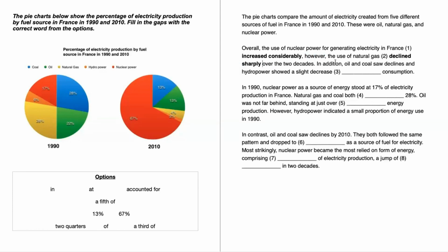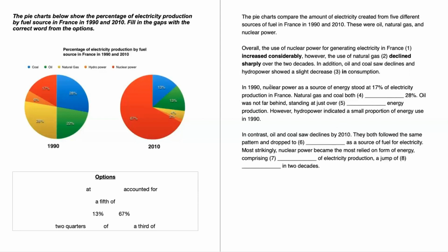In addition, oil and coal saw declines, and hydropower showed a slight decrease, blank consumption. So again, just hydropower in orange from 6% to 2%, it showed a slight decrease in consumption. So that is the correct preposition. Make sure, of course, you're not forgetting the importance of your prepositions. Let's go ahead into our first body paragraph.